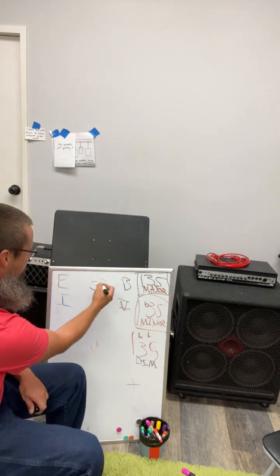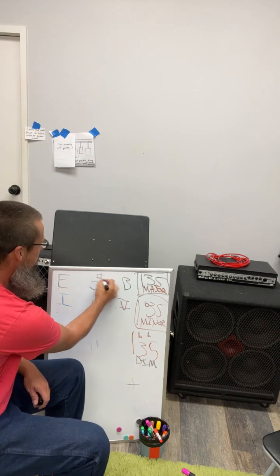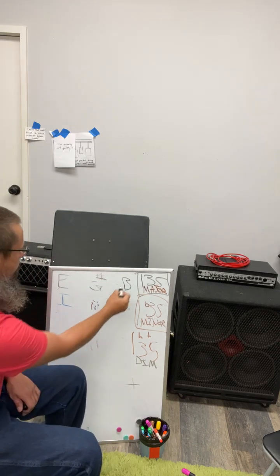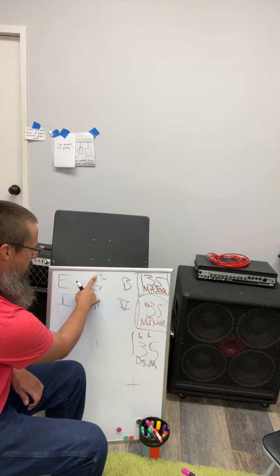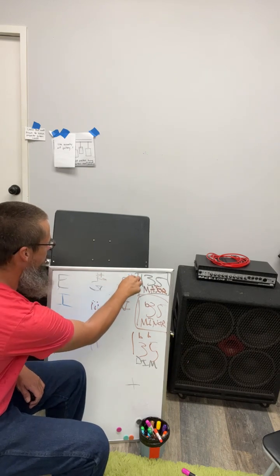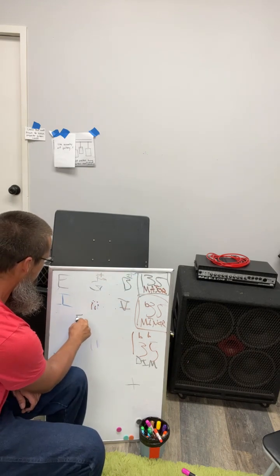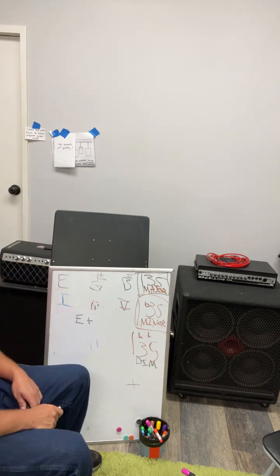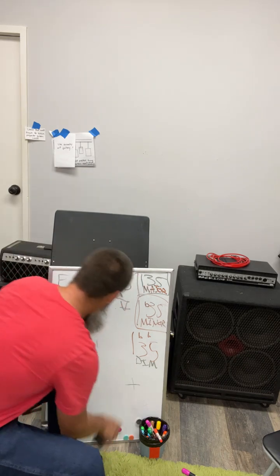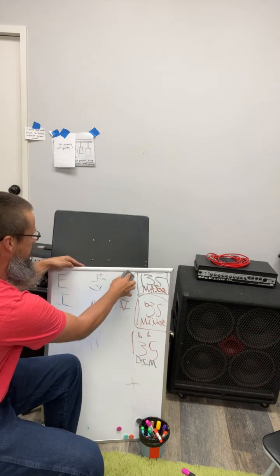So if it's an E minor, how about this? E major aug, we would have 1, 3, and then sharp 5. This would be E aug. Cool, huh? Once you get used to how those spellings go, it's a lot simpler.